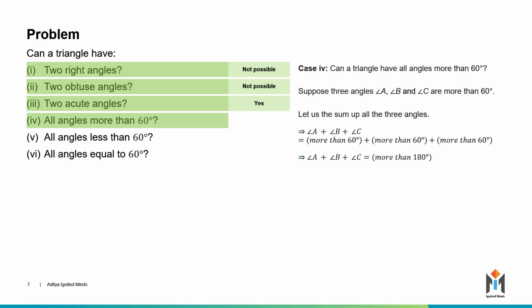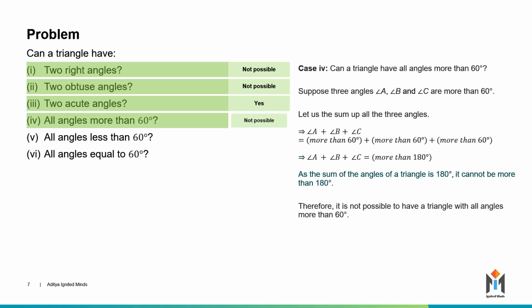Now again, if you go with the property of a triangle where the sum of all the angles of a triangle will sum up to 180 degrees, it cannot be more than 180. It has to be exactly 180. But now the sum of these three angles is more than 180, which means that it's not possible to have a triangle with all the angles more than 60 degrees. Hope you are following this. Now let us attack the remaining two cases.